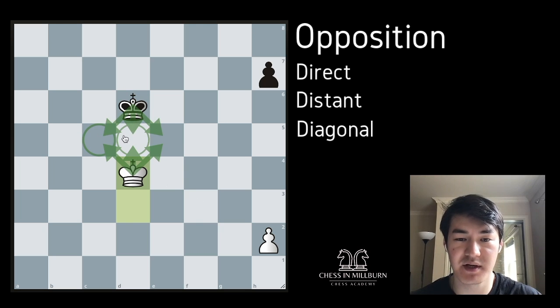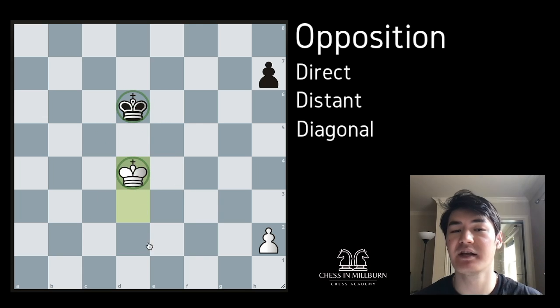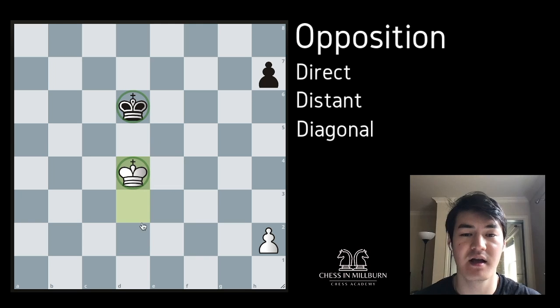Because of this, everybody, there's a little barrier that prevents the opponent's king from coming closer to us and prevents us from coming closer to the opponent's king. And this is what we call direct opposition. When we're facing the opponent head on, this is direct opposition.